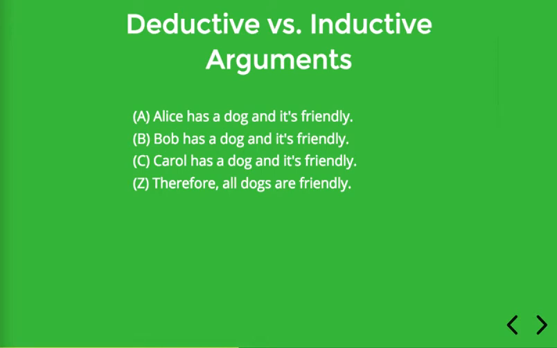Alice has a dog and it's friendly. Bob has a dog and it's friendly. Carol has a dog and it's friendly. Therefore, all dogs are friendly. Okay, this is another example of an inductive argument. As you can see, inductive arguments usually involve making observations about some sample set, some particular instances, and then generalizing from those instances to a class of things as a whole. So in this case, we're inferring from a fact about a few dogs to a fact about all dogs. And that's the general shape that inductive arguments take, though they might not all look just like this.